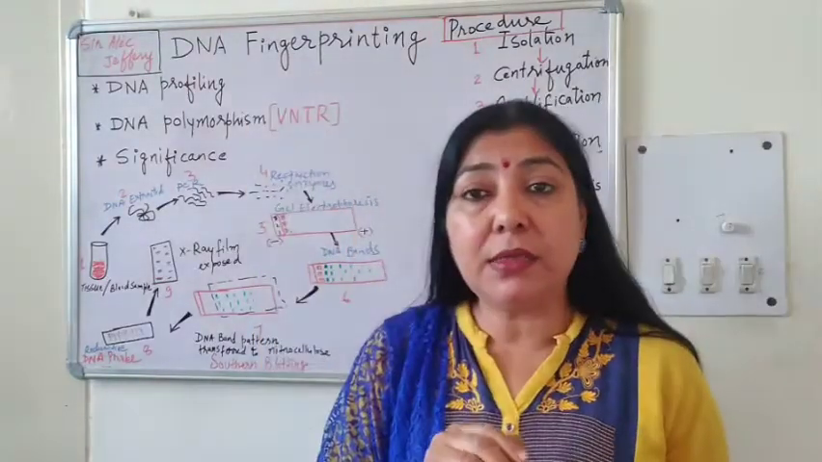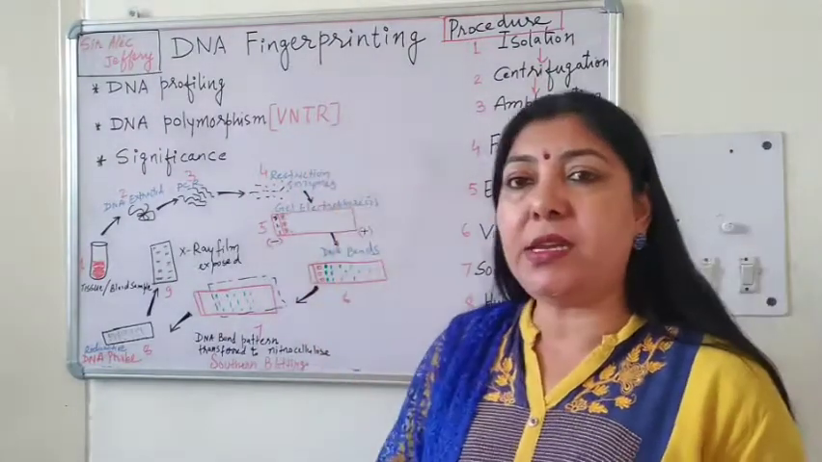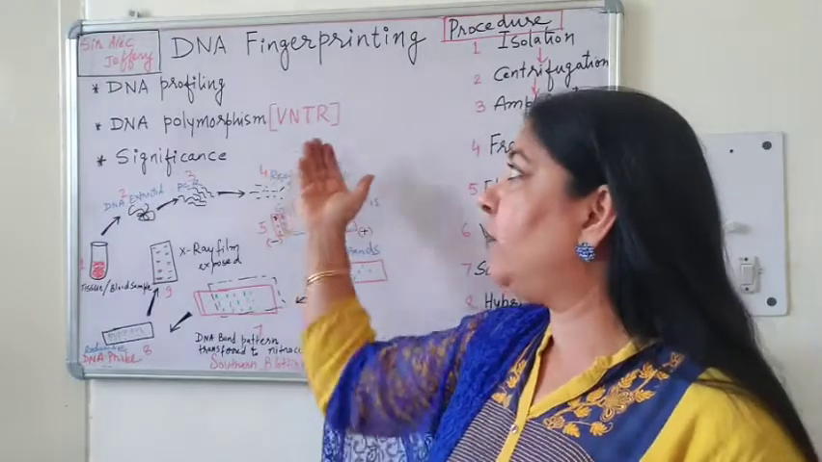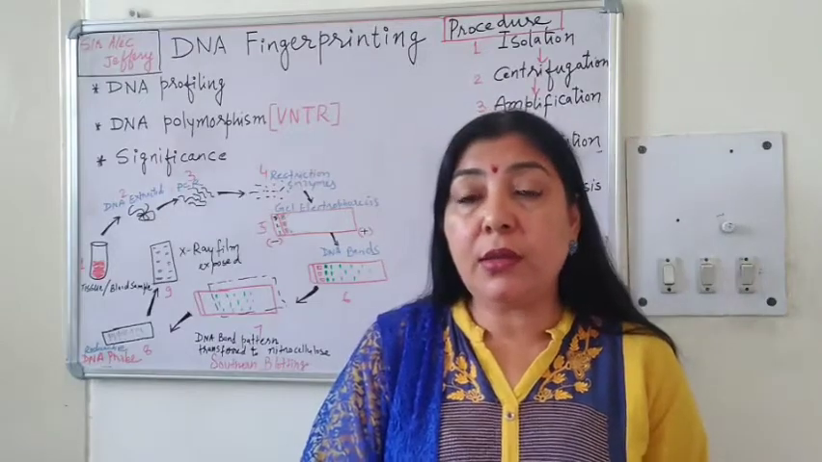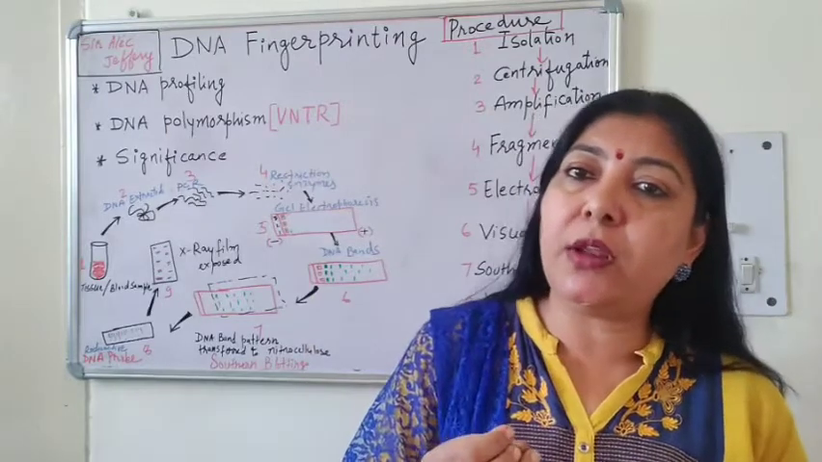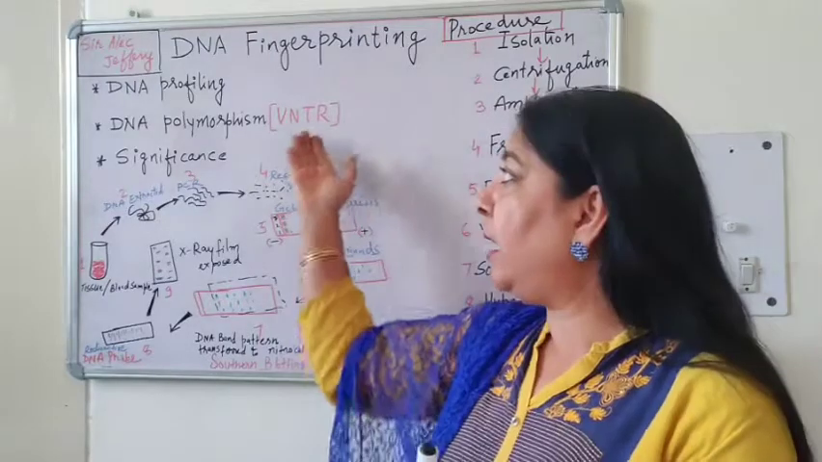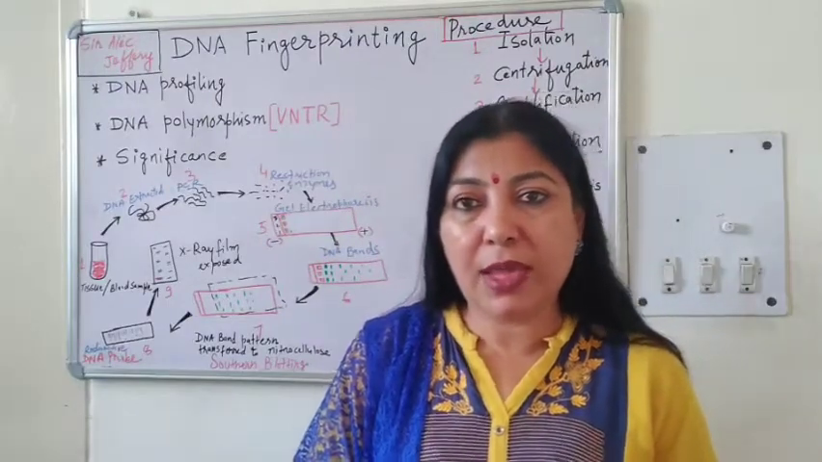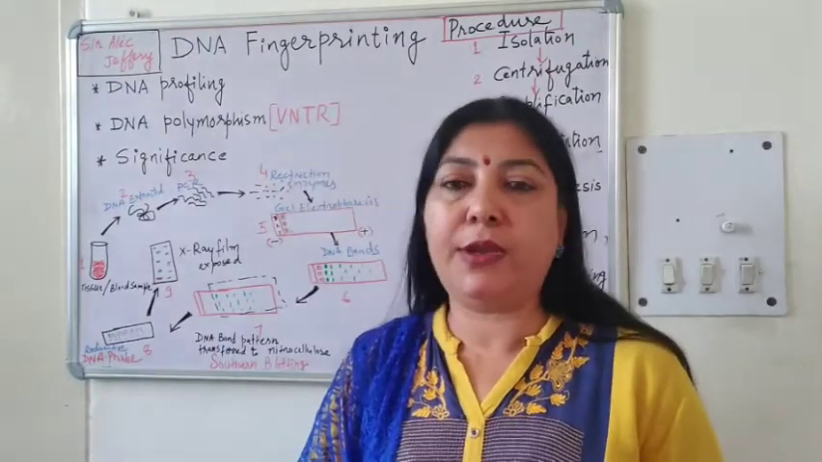And these VNTRs act as the markers. We analyze only these VNTRs when we do the complete profiling. And through the matching of these VNTRs of two different persons, we can come to a conclusion whether the DNA which is extracted and profiled is of a particular organism or not. So, DNA polymorphism is the backbone for the whole process of DNA fingerprinting. Okay. Now let us come to the significance of DNA fingerprinting.